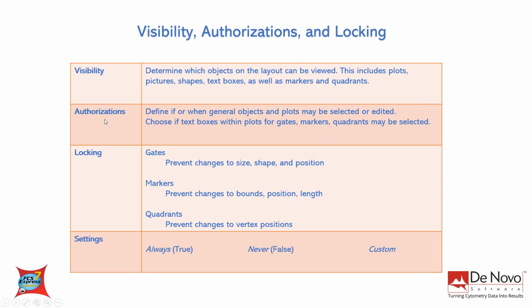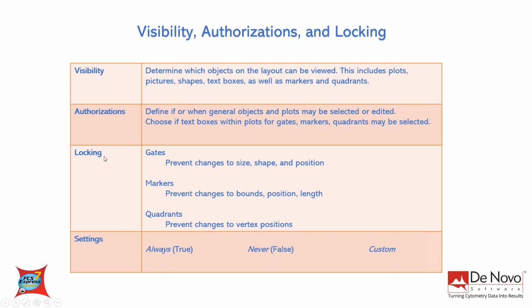Authorizations define if or when general objects and plots may be selected or edited. And when an object is in select mode, you'll see a red border surrounding that object. And this allows you to move it around and resize it. When an object goes into edit mode, it'll have a green border, and you can change things like the gate position, the parameters on the axis, and so on and so forth. Also, with authorizations on any given plot, you can choose if the text boxes that are going to be associated with your gates, markers, and quadrants may be selected.